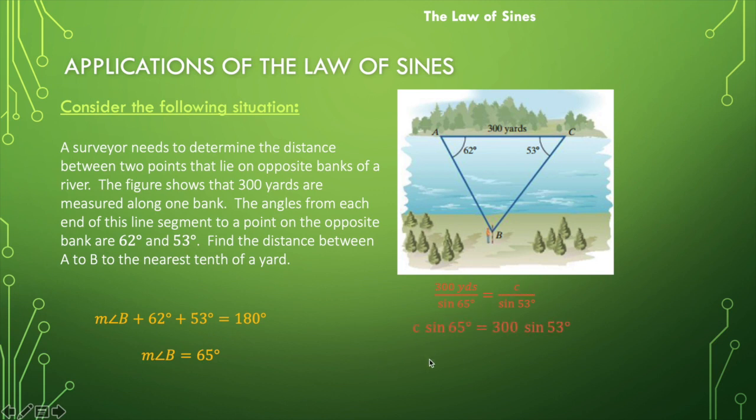C times sine of 65 degrees is equal to 300 times the sine of 53 degrees. Divide out the sine of 65 degrees and you will have isolated C, and the equivalent expression is 300 times the sine of 53 degrees divided by the sine of 65 degrees. And if I crunch that in a calculator, I end up with about 264.4 yards. So I can say that the distance between point A and point B is about 264.4 yards.